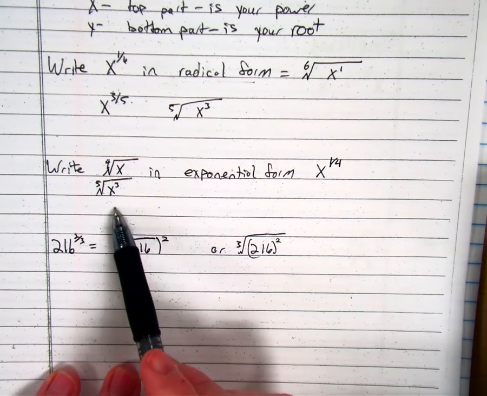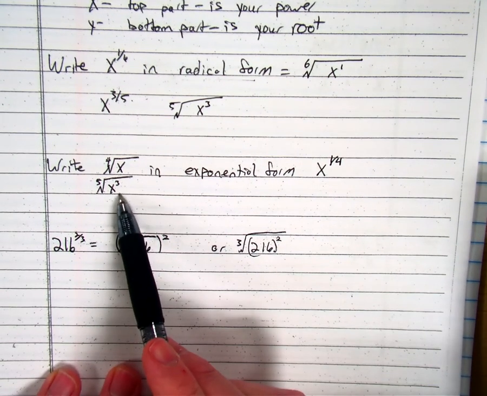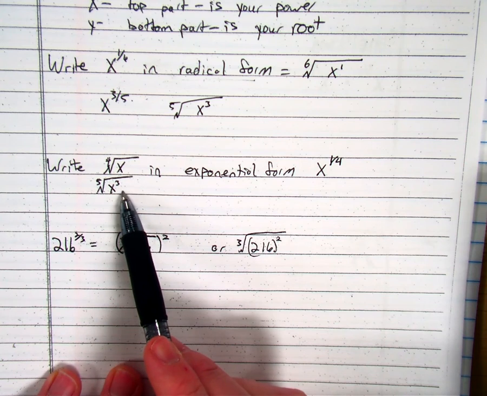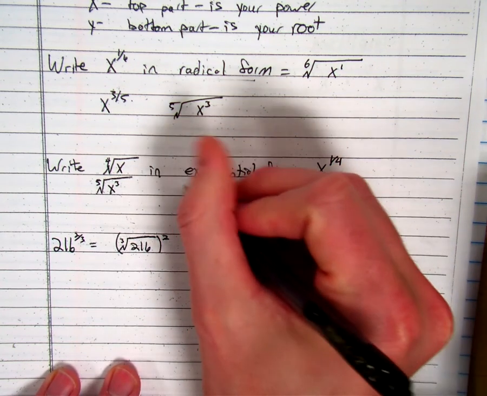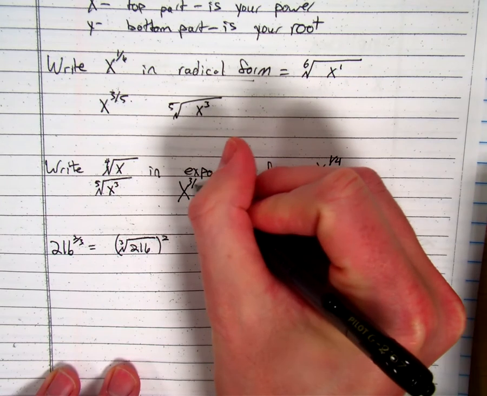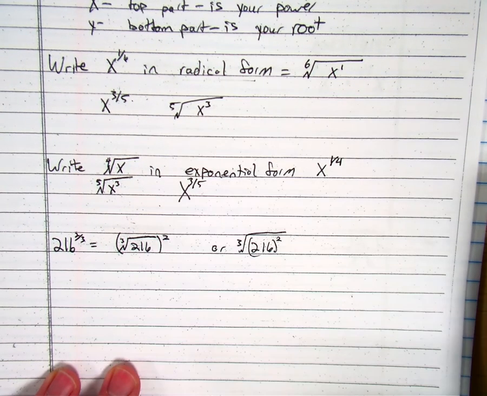Okay, you think about this one. All right, we have x to the third, and we're doing the fifth root of it. So x to the 3/5. Power on top, root on the bottom.